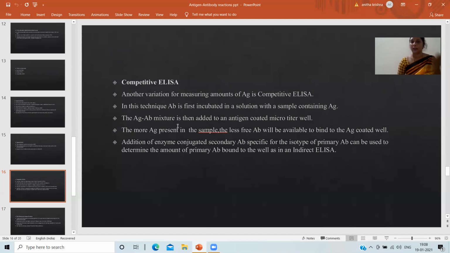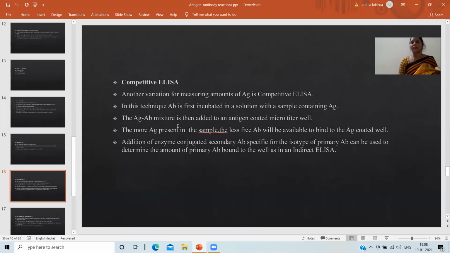Then what you do, you take the microtiter plates, and to these microtiter plates, you are adding antigens. And after antigens are added, you're adding your antigen antibody complex which has been formed. And then, the more number of antigen present in the sample, the less free antibodies will be available for antigen to bind. And then the secondary antibody is added linked with enzyme, and then substrate is added, and the procedure is same. So what you're doing here, first you're taking antibody, then you're taking the biological sample containing the antigen, you're adding them, you're incubating them, and allowing the antigen antibody complex to form.